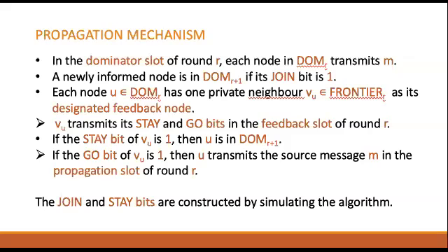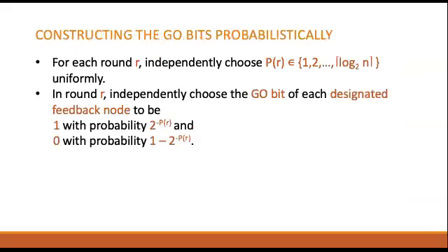The join and stay bits are constructed as in the dominating set mechanism by simulating the algorithm, one round at a time. However, the go bits are constructed probabilistically prior to running the algorithm. For each round R, a random value p between 1 and log n is chosen, and the go bit of each designated feedback node in round R is chosen to be 1 with probability 1 over 2 to the p. If p is 1, then the go bit of each designated feedback node is equally likely to be 0 or 1, whereas if p is log n, then its go bit is 1 with probability only 1 over n.